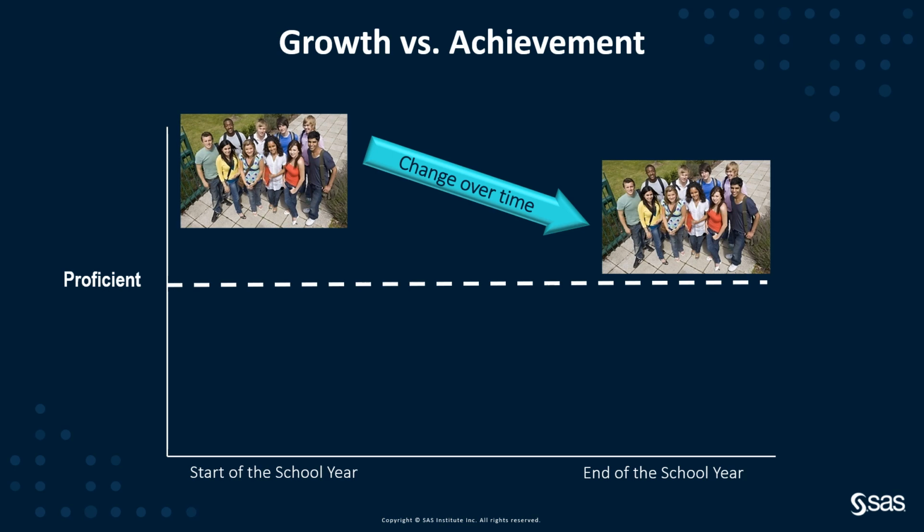This group of students did not perform as well as we would expect them to, given an average year of learning. They lost ground. They're still scoring above the proficient range, but considering growth alongside achievement tells a different story than if we just looked at achievement alone.